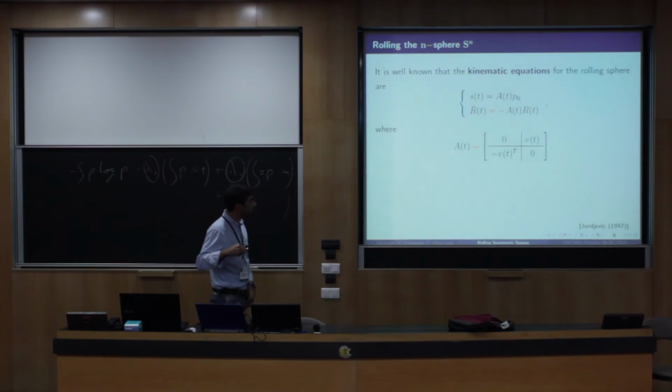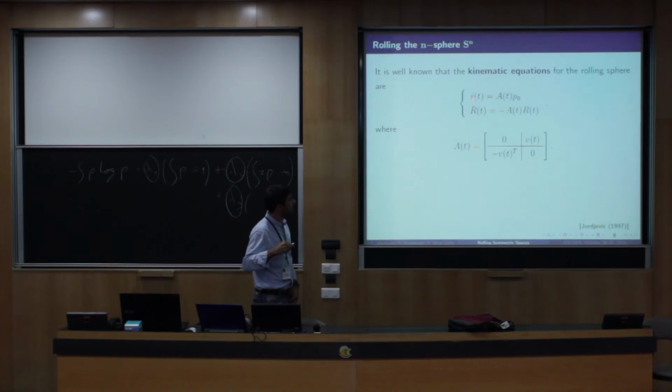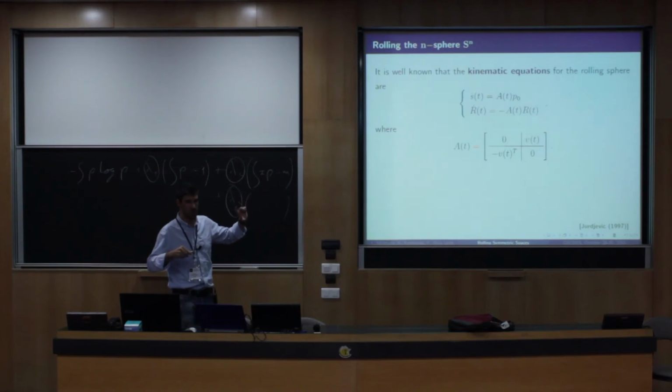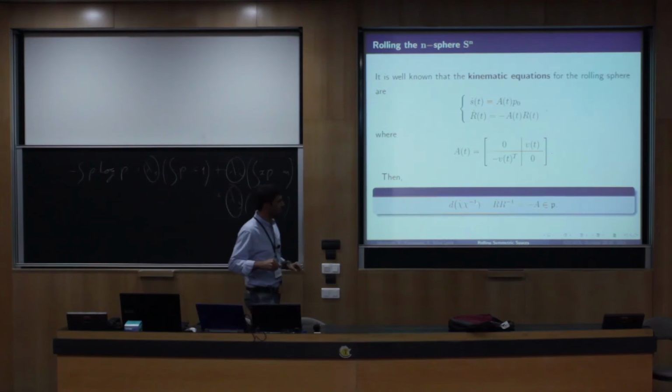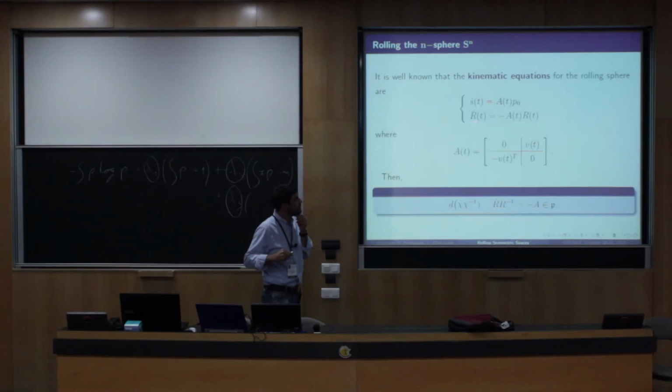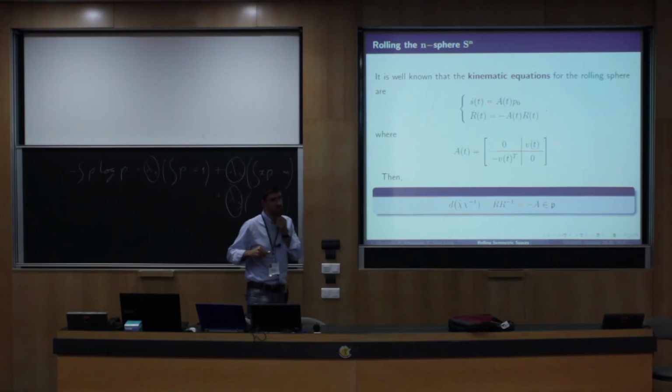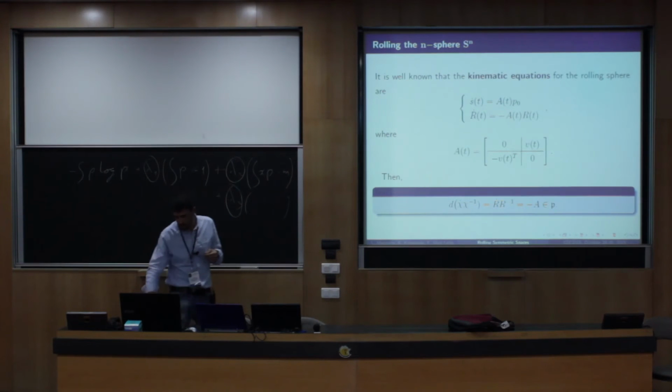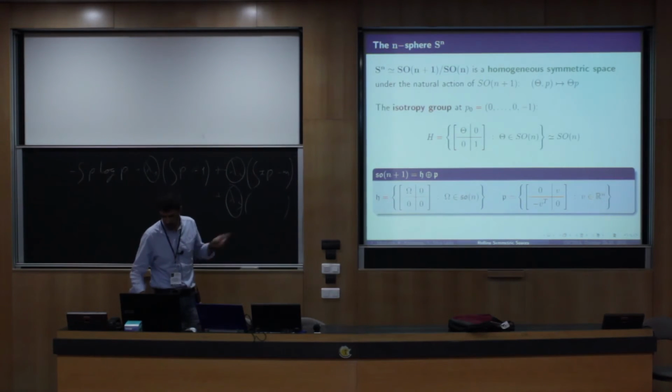And in this case, the kinematic equations are given by this system of first-order differential equations. They are derived from the no-slip and the no-twist conditions. So the no-slip gives one of the differential equations and the no-twist gives the other one. In this case, the derivative of this operator is this, r dot r minus 1. And from here, this is equal to minus A, which is this matrix, and is an element of P, because P was this one. So A has the same structure as the elements of P.